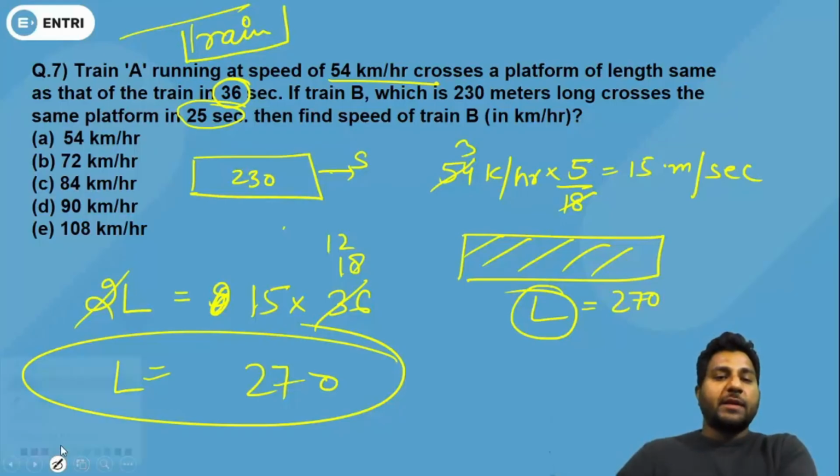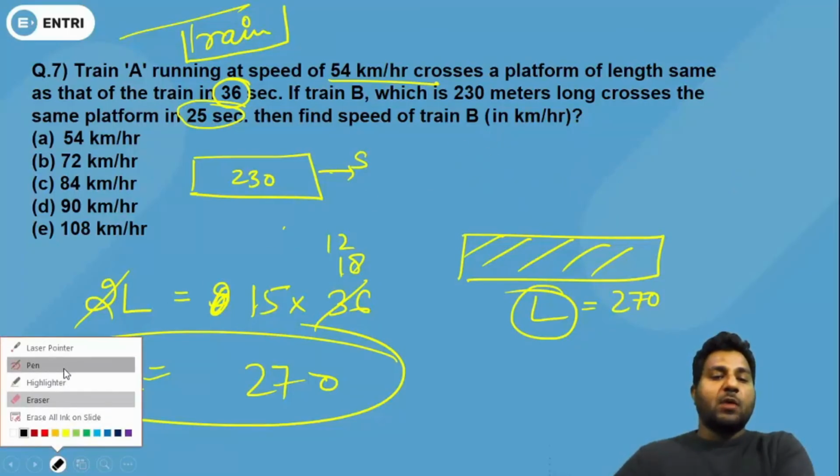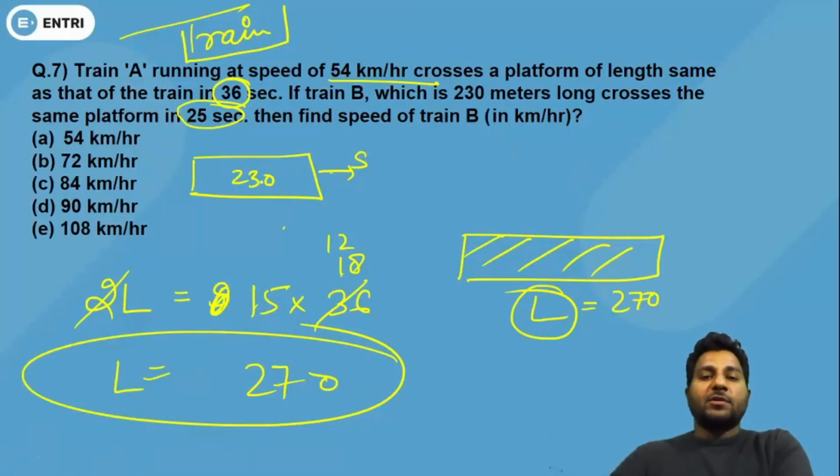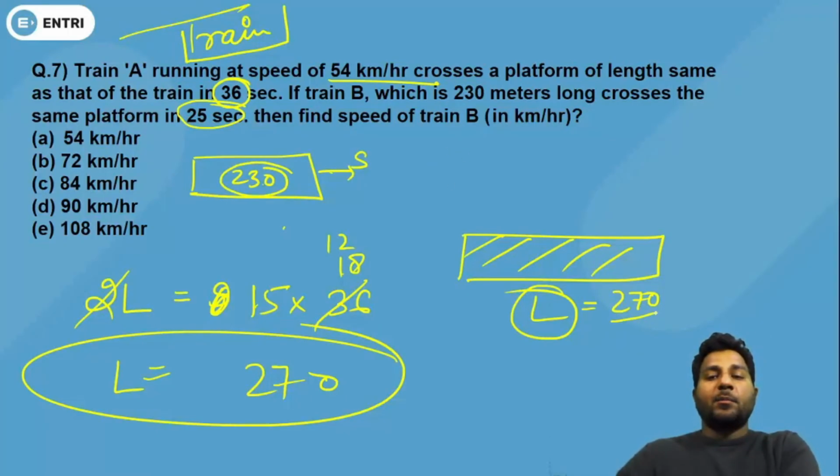How are we going to do that? First, remember that we need to find out in kilometer per hour. As we know, if a train is crossing a platform, both the length of the train as well as the platform will be added. So the total length of train B and the platform will become 500 meter.